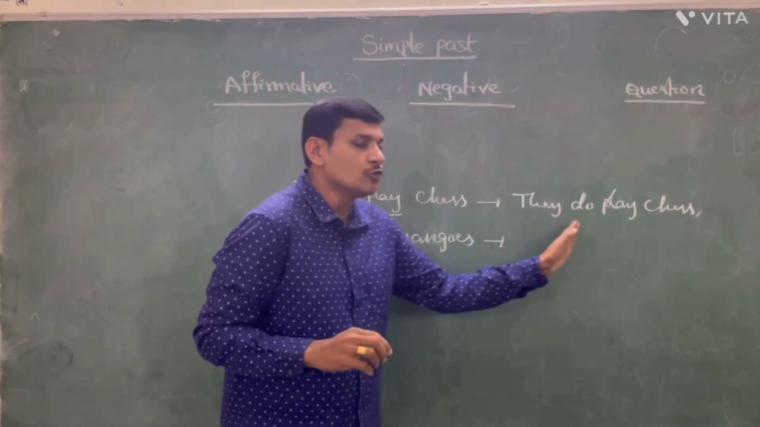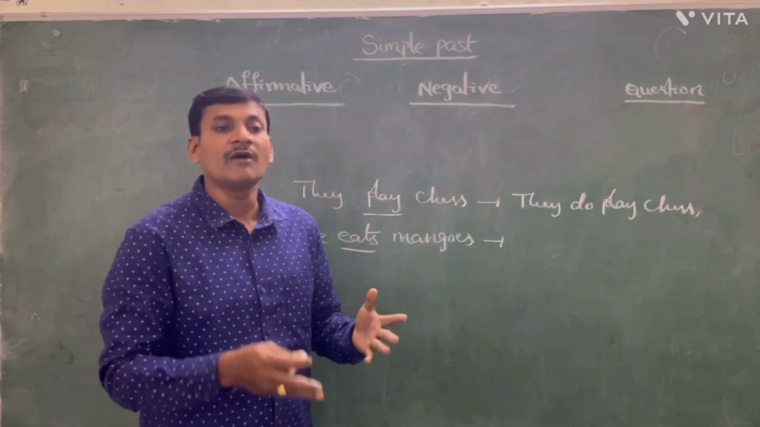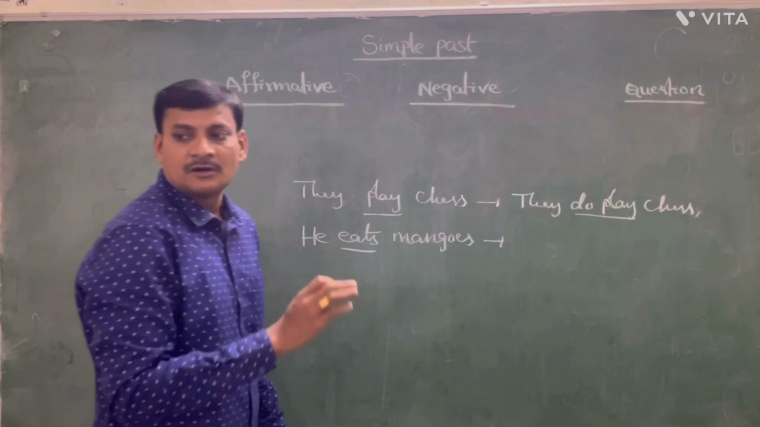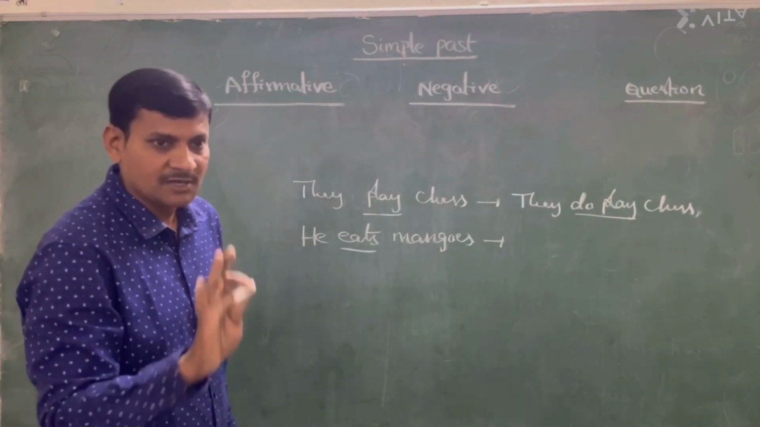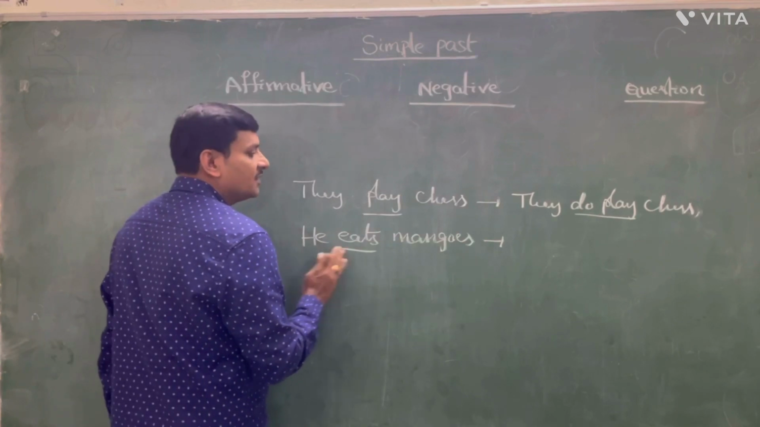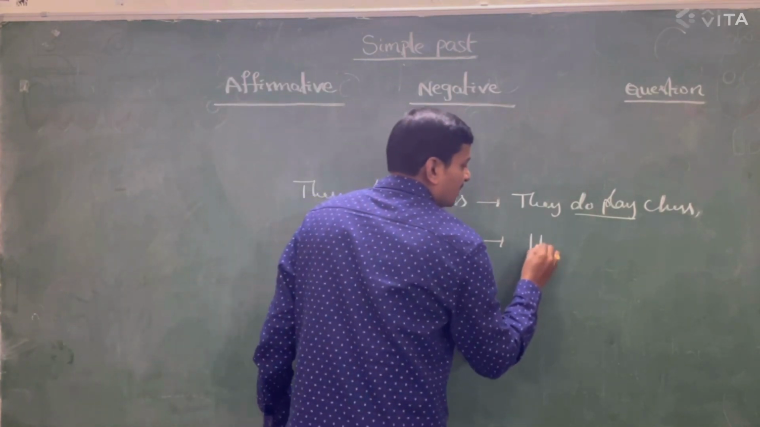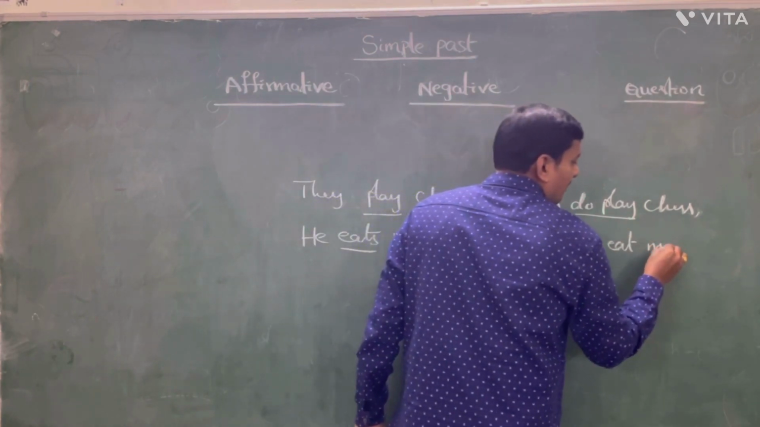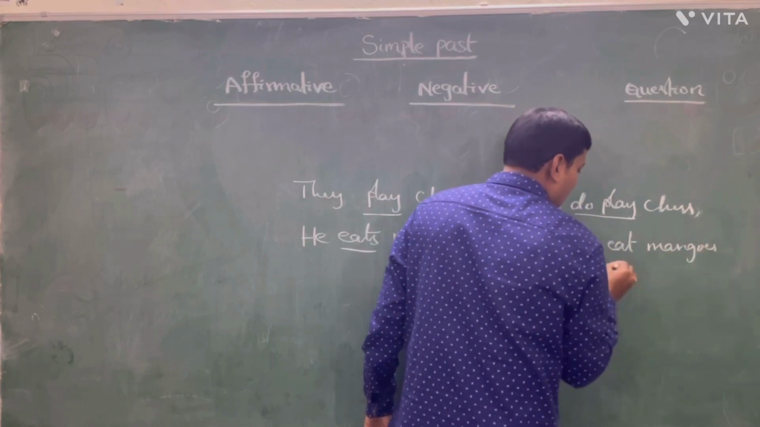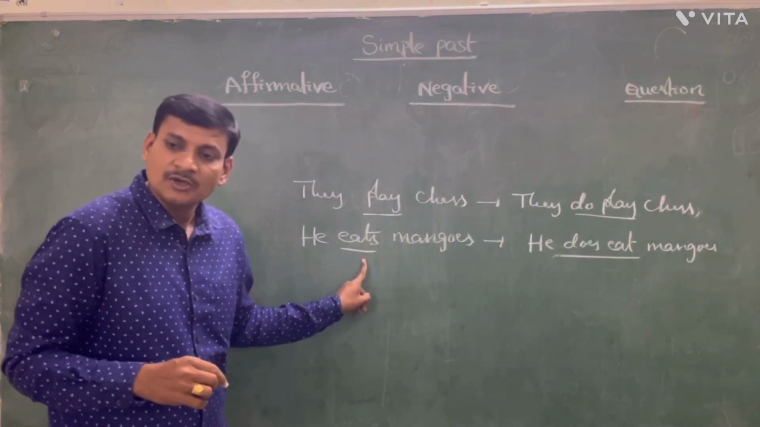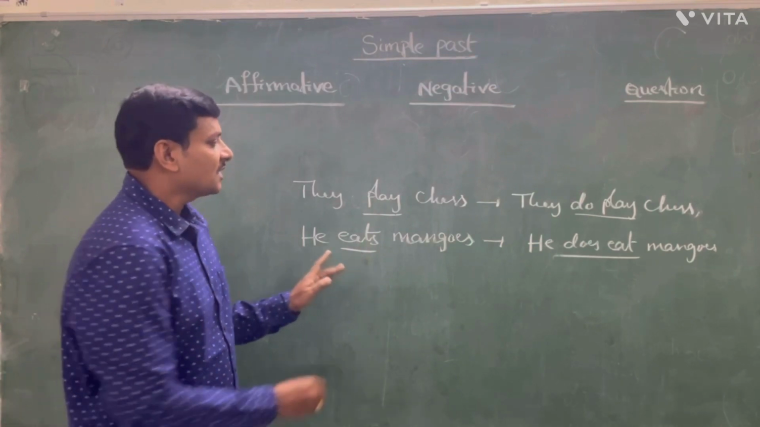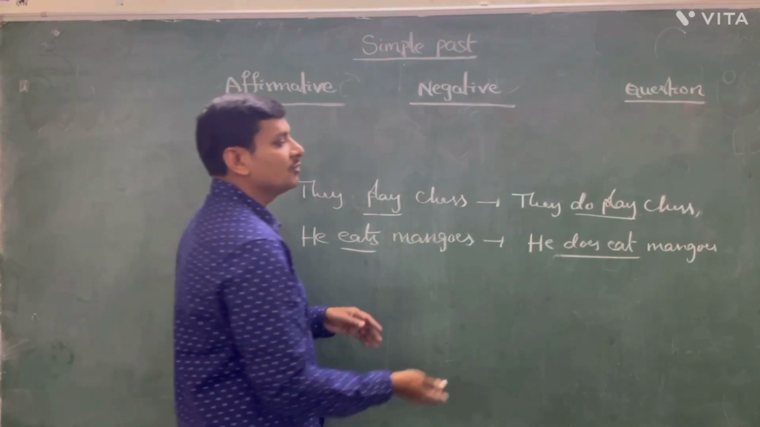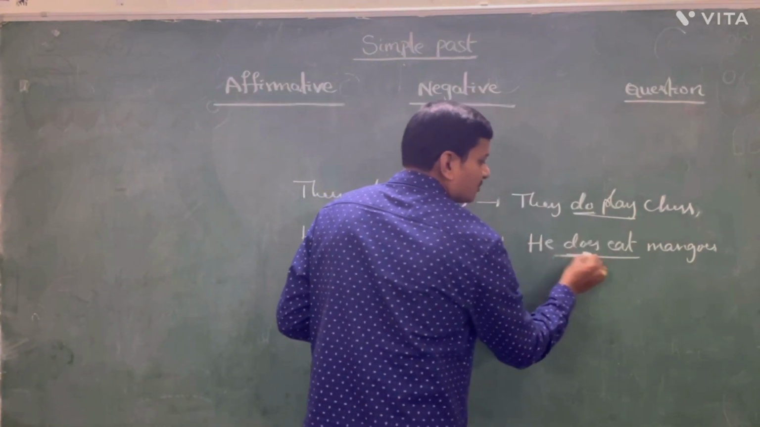But why do we write "do play" here? To write the negative, we have to write the helping verb here. "Do play" and "play", both are same. Okay? He eats mangoes. He does eat mangoes. Here, "does eat" is equal to "eats". Generally, we write the simple present like this. But when we write the negative form, we have to write the helping verb also.